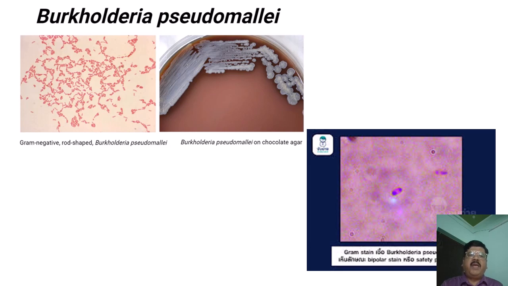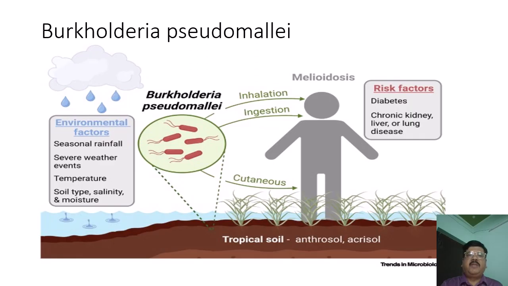Then Burkholderia pseudomallei. You can see it is a gram-negative, rod-shaped bacterium, and this is a growth of Burkholderia pseudomallei on chocolate agar showing wrinkled colonies. And this is a gram stain showing the bipolar staining of Burkholderia pseudomallei. So Burkholderia pseudomallei is the fourth organism showing bipolar staining.